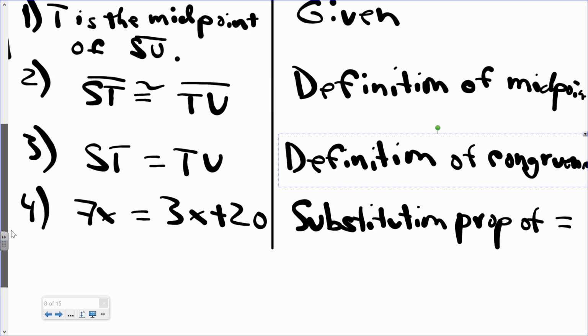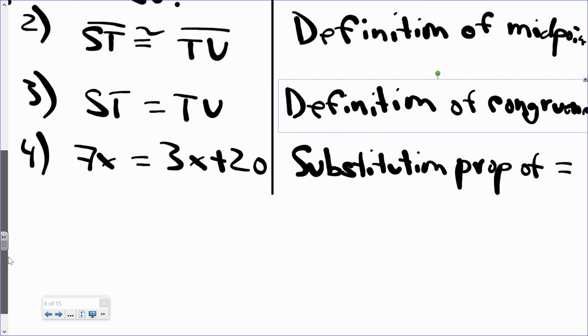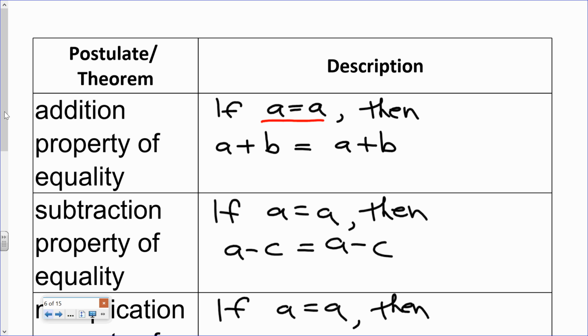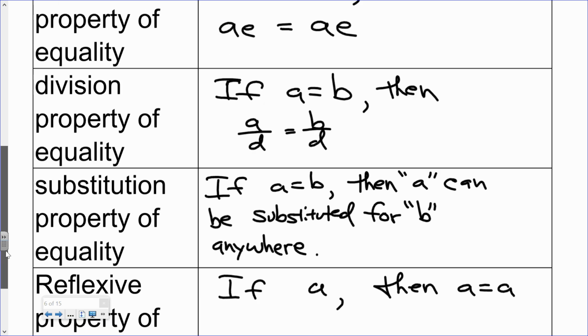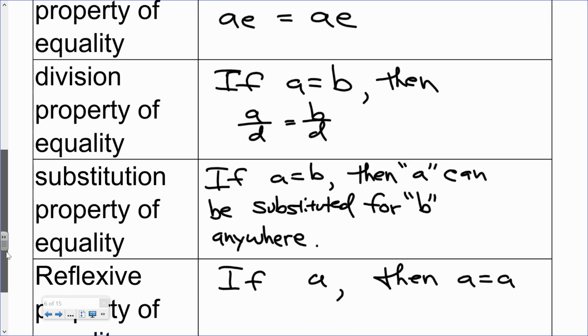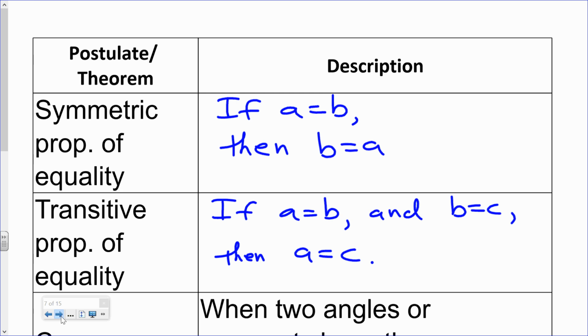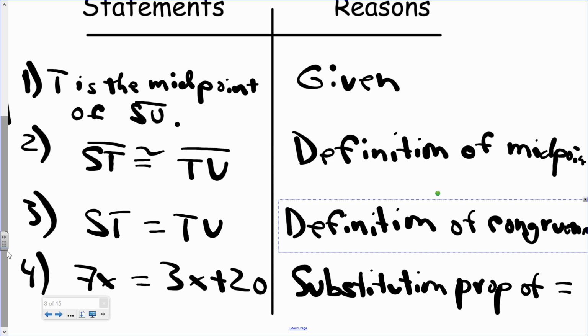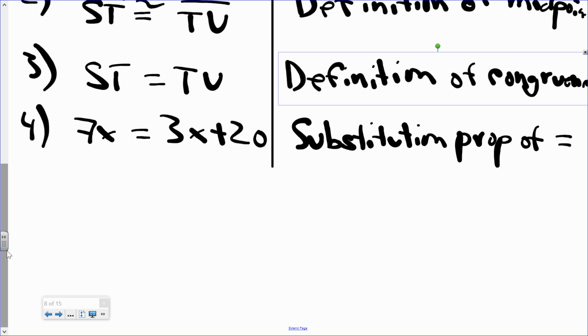Hold up, watch this though. Was this on page 1 or page 2, the substitution property of equality? It's on page 1, look at it. It was the 4th one. 5th one actually, right there, substitution property of equality. So far we're forming a beautiful argument here. Look at this argument, it's awesome. It's serious deductive logic here. Most teachers can't even do what we're doing right now, believe it or not.